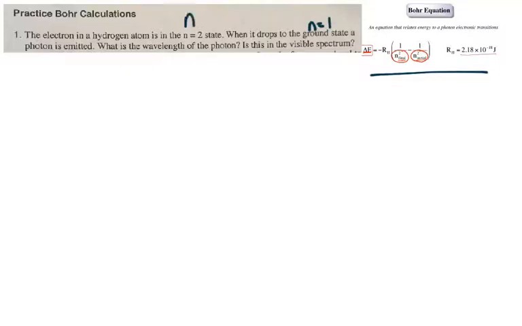And this is where it started. So that's my n initial. And then this is my n final because my ground state is where it finished because it dropped there. And it says a photon is emitted. What is the wavelength of the photon?